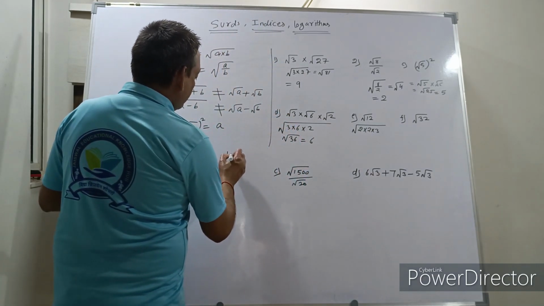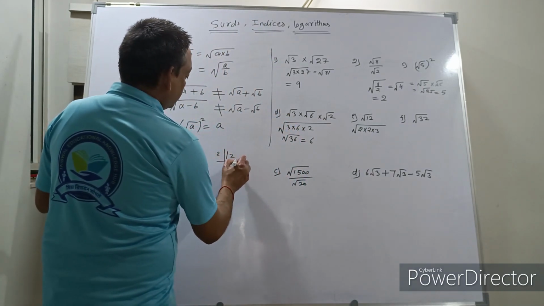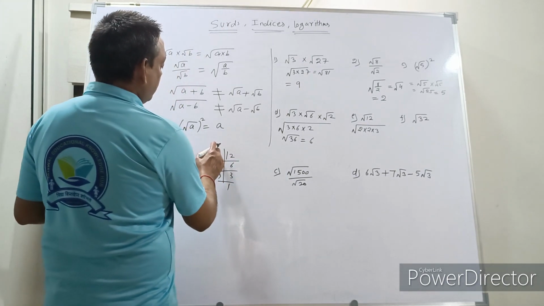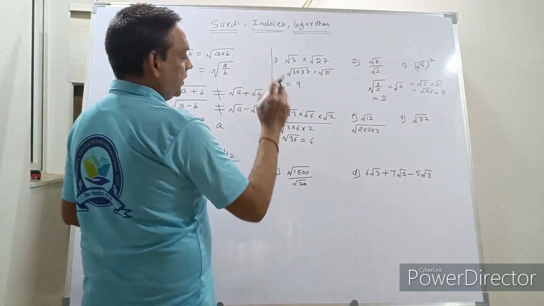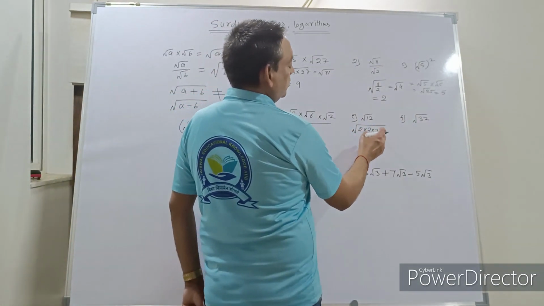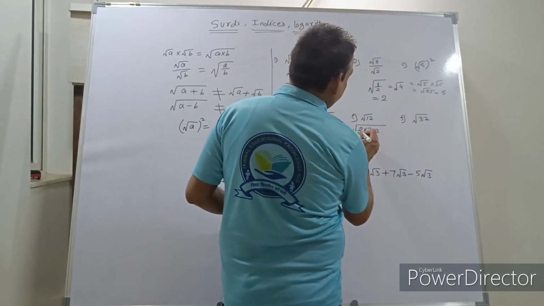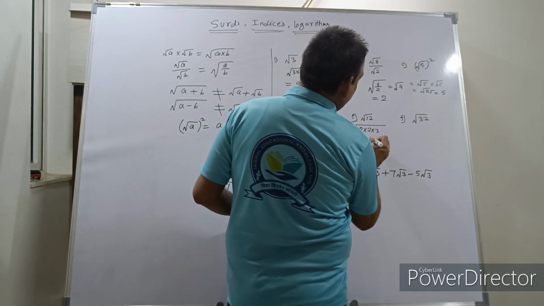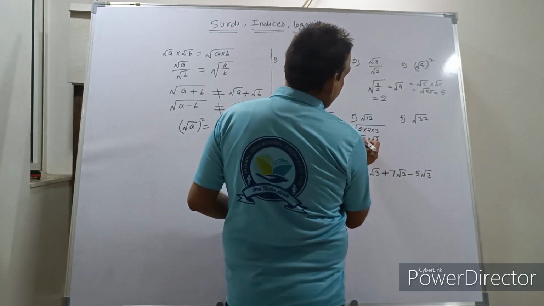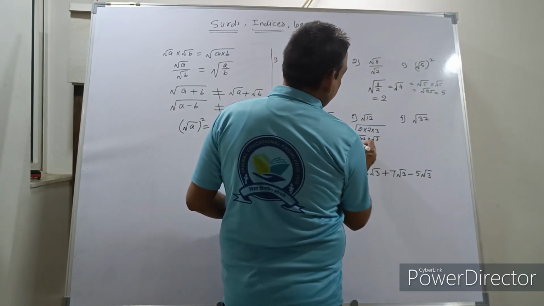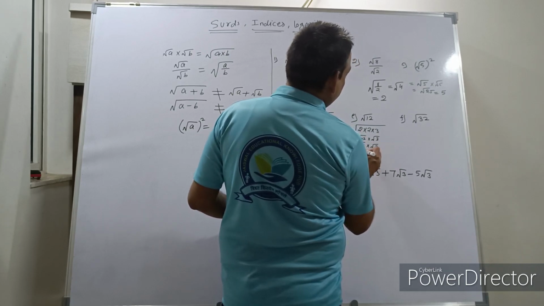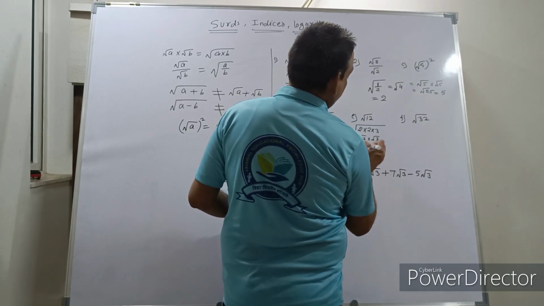So 12, and then you can divide by 2: 6, then 2: 3, then 3: 1. So the factors are 2 into 2 into 3. Out of that, you can write down 2 into 2 and into root 3. We can separate. Now, root of 2 into 2 is nothing but root 4 into root 3, and the value of 4 is 2. So the answer is 2 root 3.